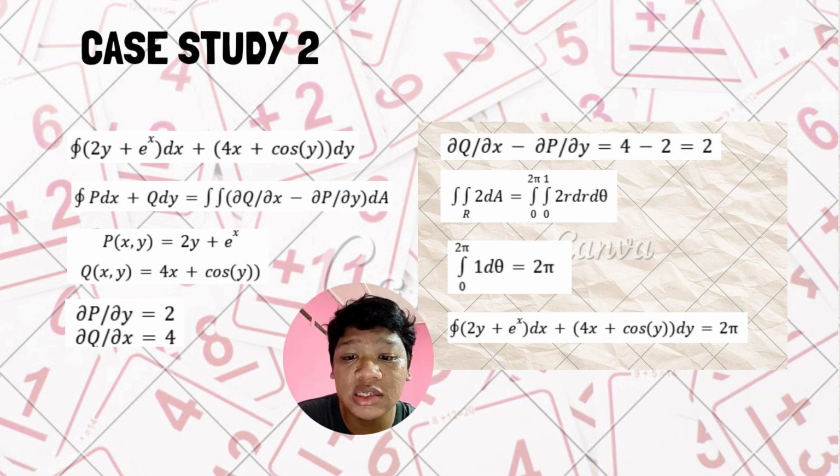Since the region is a circle, it is much easier for us to use polar coordinates. The limits of integration are from 0 to 1 for r, because it is a unit circle, and from 0 to 2 pi for theta, representing one complete revolution around the circle. After we evaluate the double integral, we obtain the result of 2 pi.